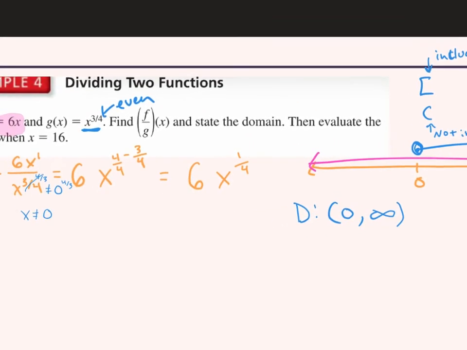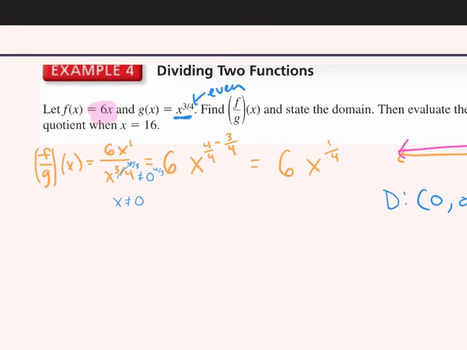All right, last thing we need to do is evaluate when x is equal to 16. So we're going to plug it in. So we have f over g of 16. We're going to plug it into our simplified version here because it just makes it a lot easier.